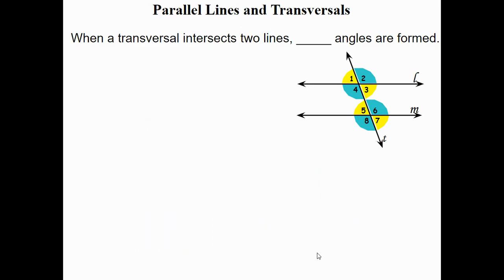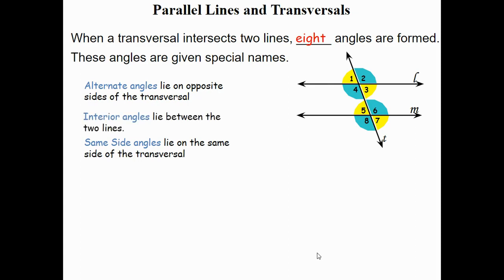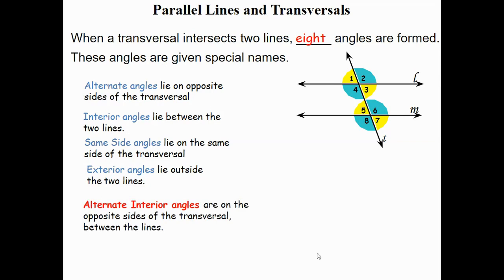Okay, when a transversal line intersects 2 lines, 8 angles are formed, and the angles are given special names. So we'll review those. There are alternate angles, which are on opposite sides of the transversal, and same side angles on the same side of the transversal. Interior angles lie between the two lines, so they're inside in the interior area. Exterior angles are on the outside of the 2 lines.